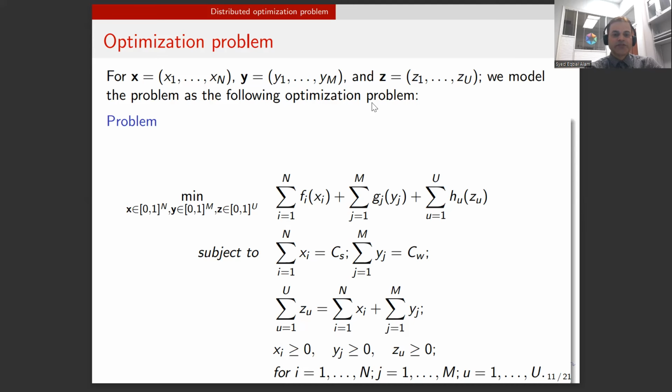These are subject to the capacity constraints. So the sum over i equal to 1 to n of x_i equals C_S, the desired capacity of solar panels, and the sum over j equal to 1 to m of y_j equals C_W, the total number of desired wind turbines. And the sum over u equal to 1 to U of z_u is equal to the sum over i equal to 1 to n of x_i plus the sum over j equal to 1 to m of y_j, and x_i, y_j, z_u are greater than or equal to zero.